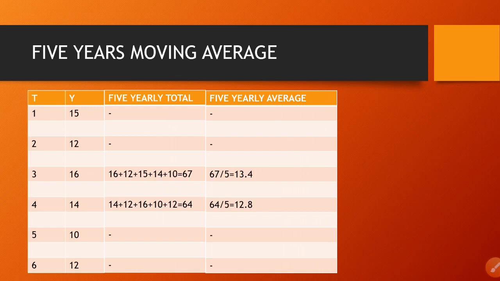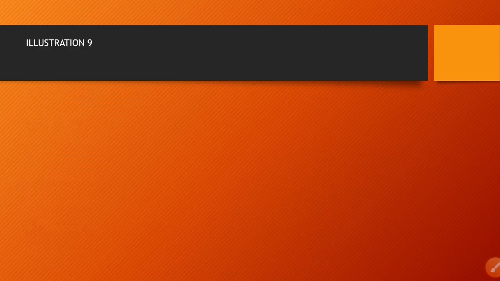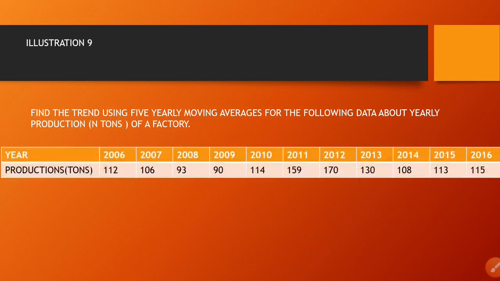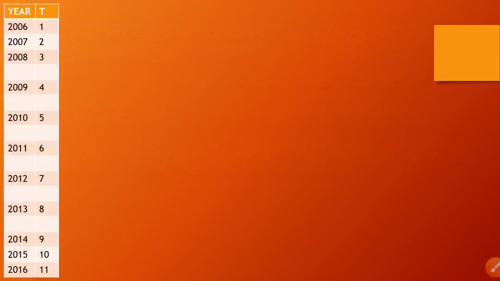So let's start an example. Find the trend using 5 yearly moving average for the following data about yearly productions of a factory. Years 2006, 7, 8, 9, 10, 11, 12, 13, 14, 15, 16. Production in tons: 112, 106, 93, 90, 114, 159, 170, 130, 108, 113 and 115. So you have to do the 5 years average. Years are given 1, 2, 3, 4, 5 up to 11.